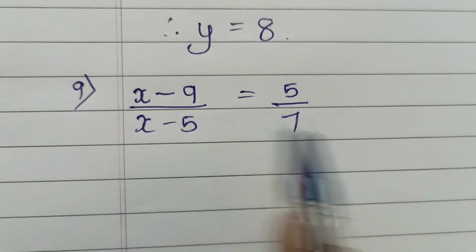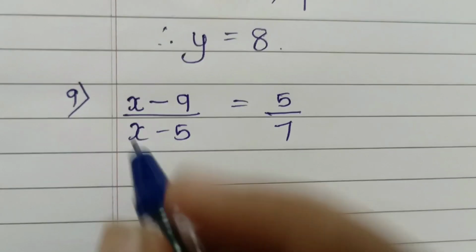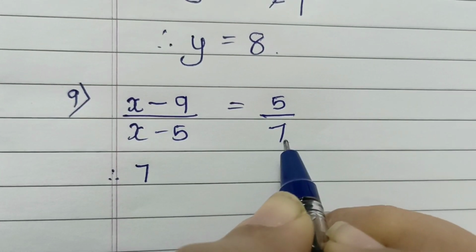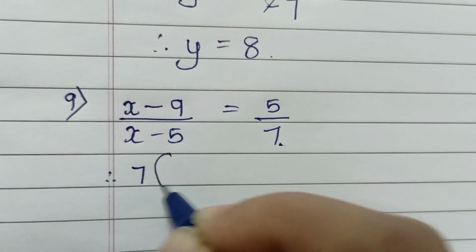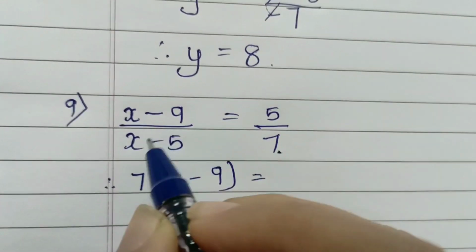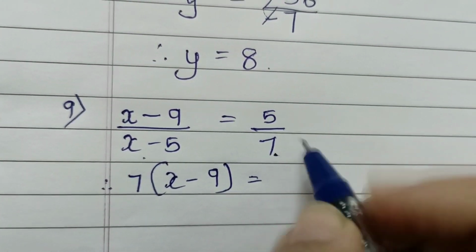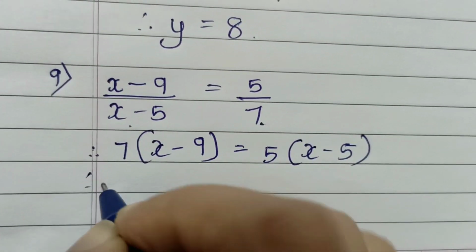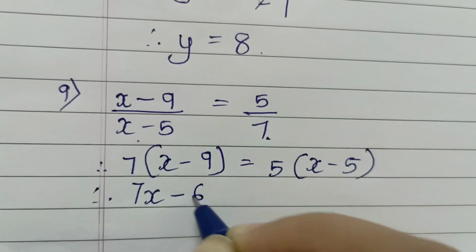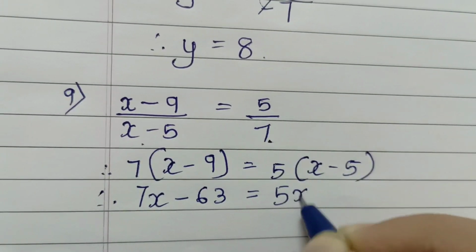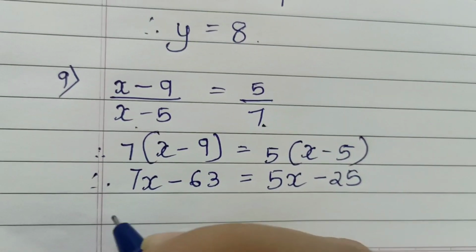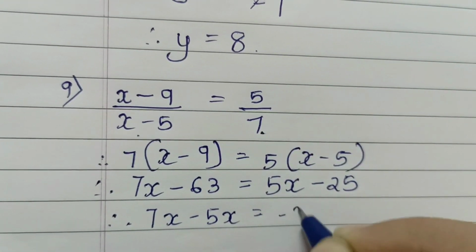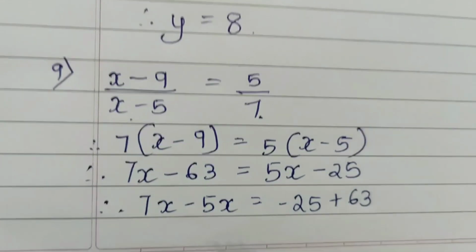In this question, on both the sides we have a fraction. So we will cross multiply this. So we will multiply this 7. 7 is in the denominator. When we transpose it to this side, it will be multiplied. So x minus 9, and if this is in the denominator, if we transpose it to this side, it will be in the numerator. So 5 multiplied by x minus 5. Now we'll open the bracket. 7x, 63, 5x, 25. So therefore 7x minus 5x minus 25 plus 63.